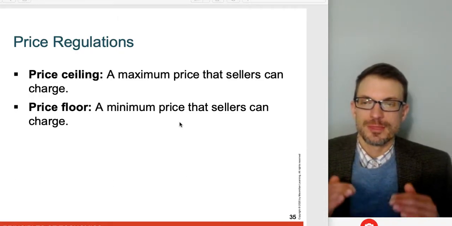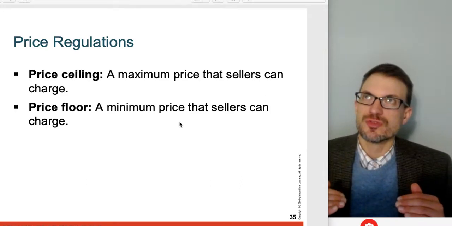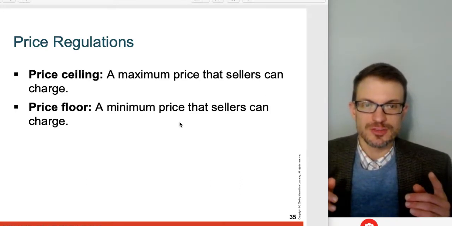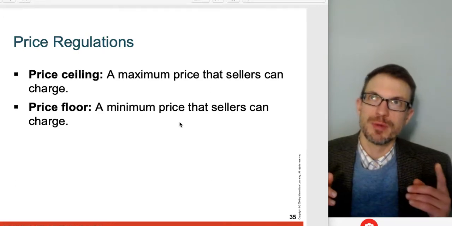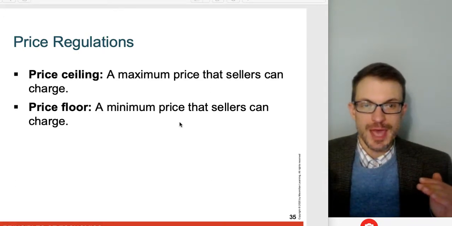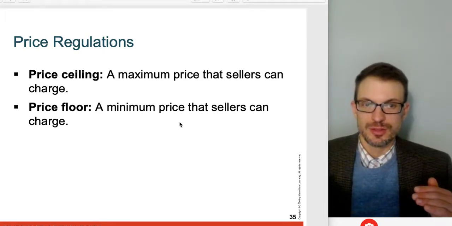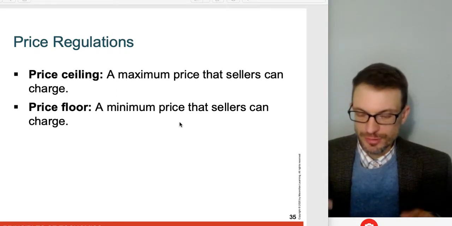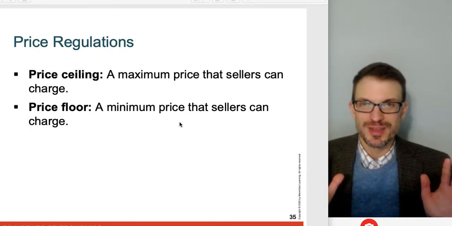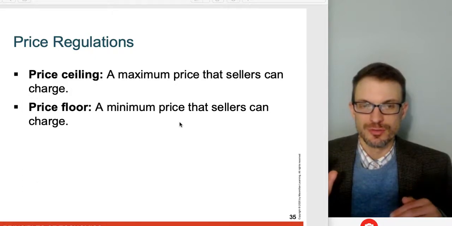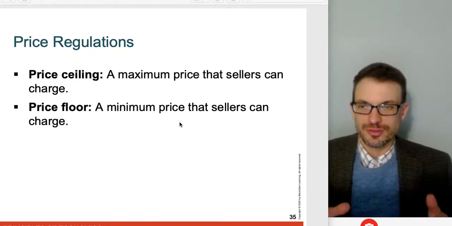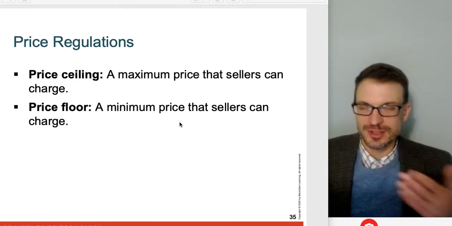So the price ceiling just prevents you from going any higher. Think of like literally a ceiling. The ceiling prevents you from going above that amount. You can be anywhere in the room below the ceiling. You just can't go through the ceiling. Same thing with the floor. You can be anywhere in the room above the floor. You just can't go below the floor. So that's exactly how price ceilings and price floors work.